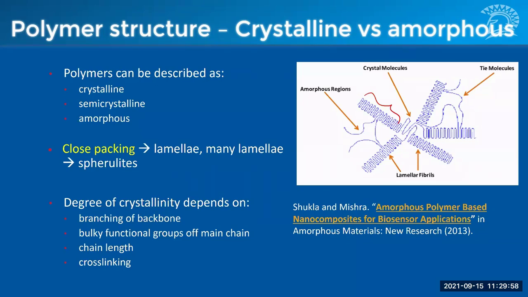If you get many of these domains together, they kind of look like a starburst-like structure called a spherulite. So this little image here, this is called a spherulite. And most often polymers are not 100% crystalline.